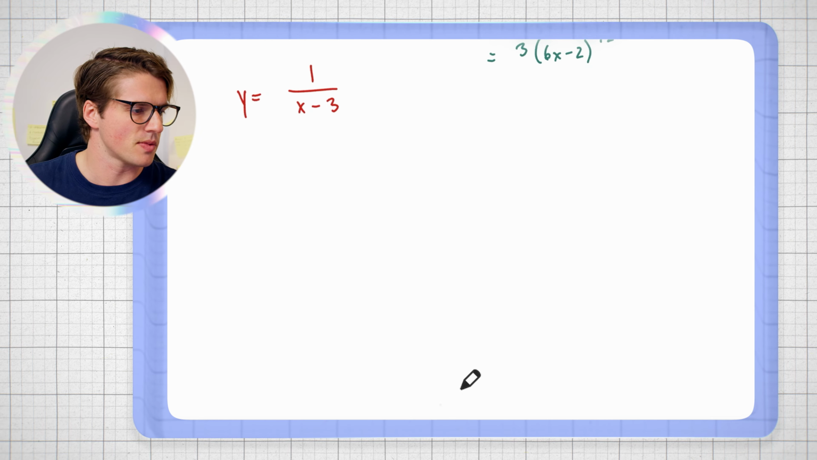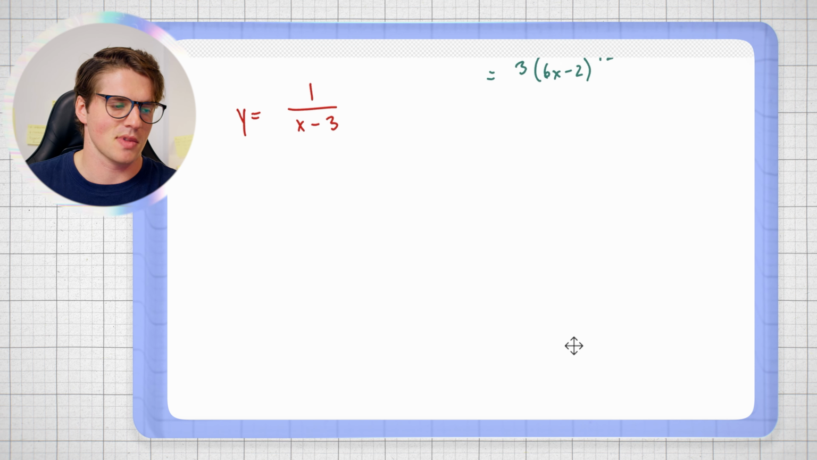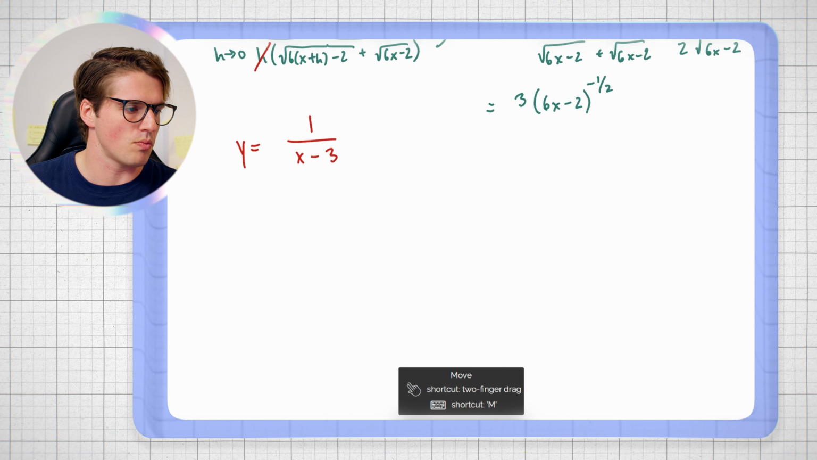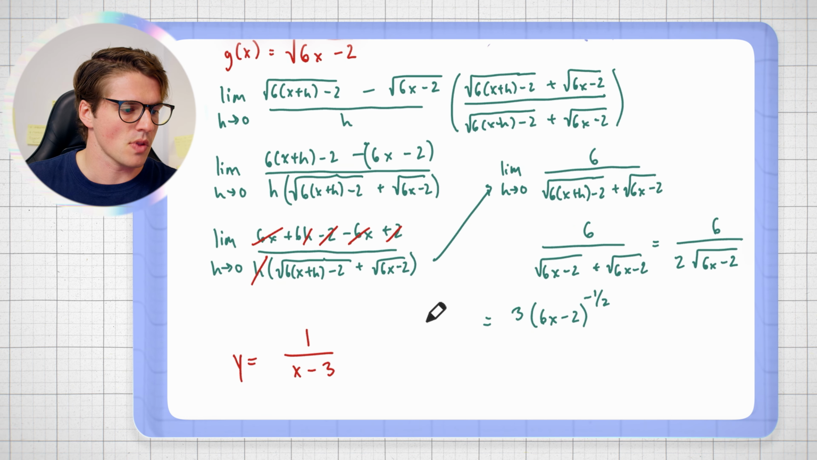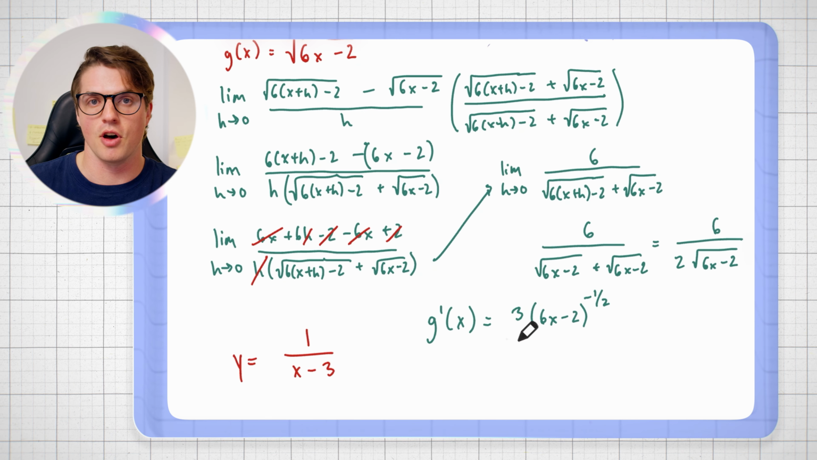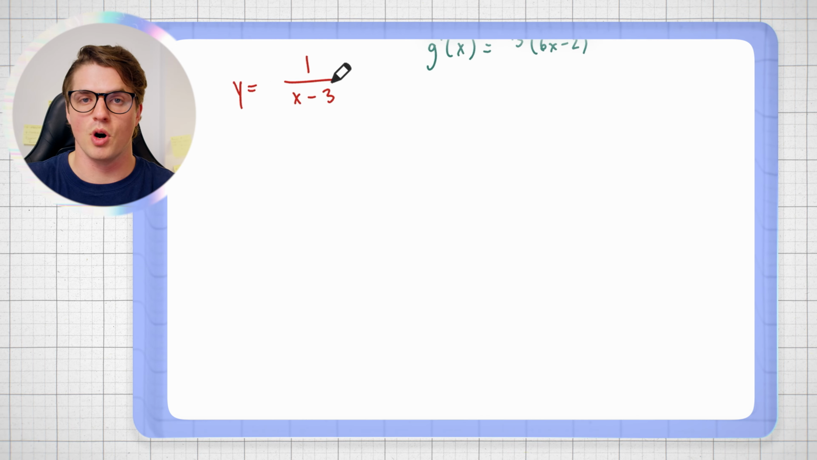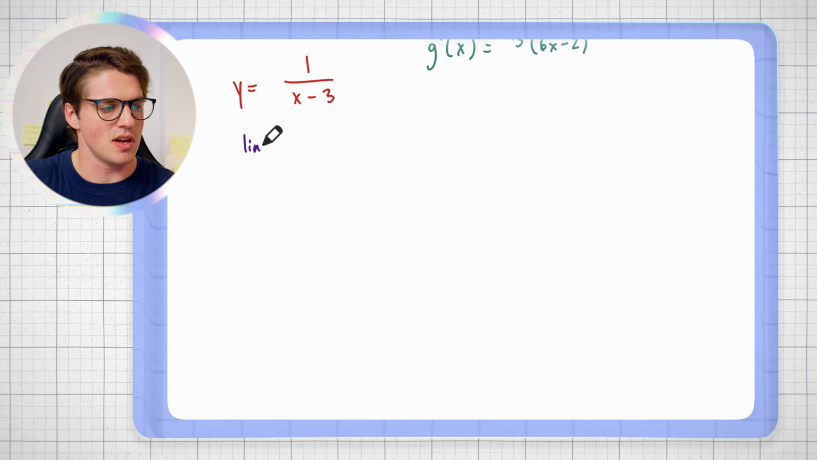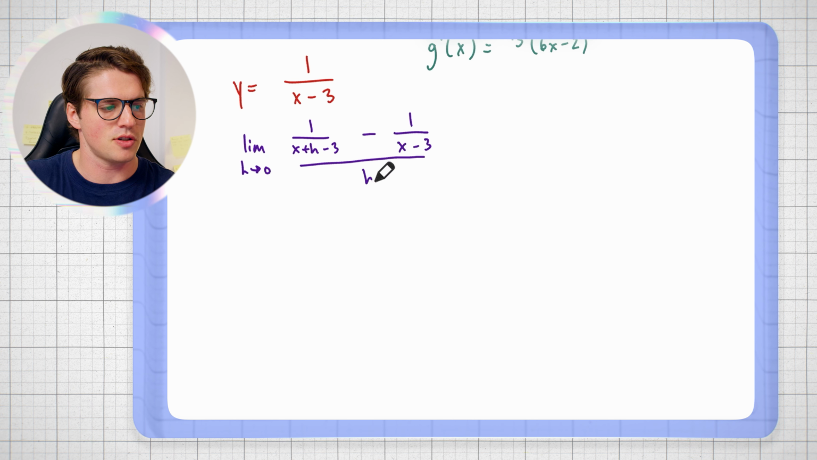Let's do purple. We have y equals 1 over x minus 3. And I'd be remiss, we should say, what was this function we were looking at, the last one? G of x. So this would be g prime of x. That would be how we label the derivative, g prime of x. So our last example, we have y equals 1 over x minus 3. We say the limit as h goes to 0, 1 over x plus h minus 3 minus 1 over x minus 3 all over h.